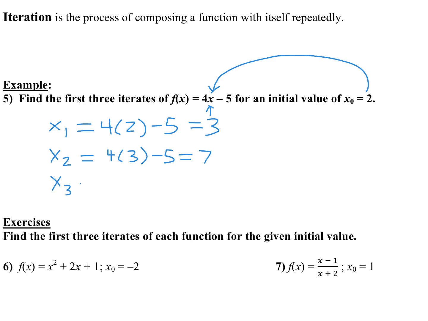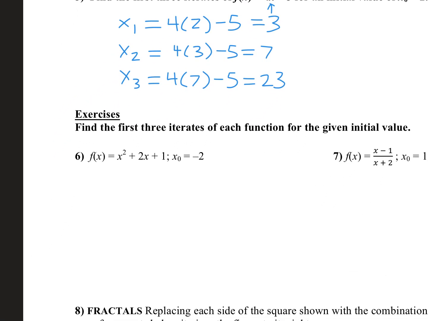And then to find x3, we take our last answer, which was 7, and we plug that in for x. So x3 is 28 minus 5, which is 23. All right, so for number 6, to find x1, plug in -2 for x. -2 squared is 4. 4 minus 4 plus 1, that is 1.